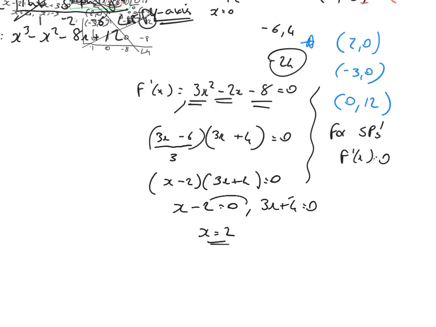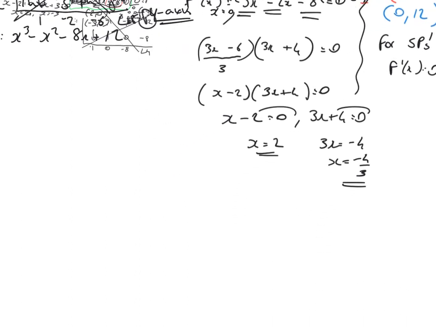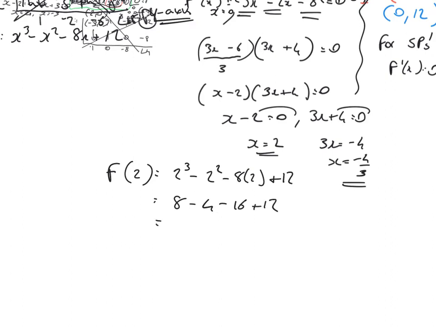x equals 2, 3x equals minus 4, and x equals minus 4 over 3. Okay, I now need to find the y coordinates, so I'm going to sub the x coordinate back into the original function. So f of 2 is equal to 2 cubed minus 2 squared minus 8 lots of 2 plus 12. That's 8 minus 4 minus 16 plus 12. 8 minus 4 is 4, 4 minus 16 is minus 12. Minus 12 plus 12 is 0, so that'll give me stationary point 1. Stationary point 1 then is 2, 0.